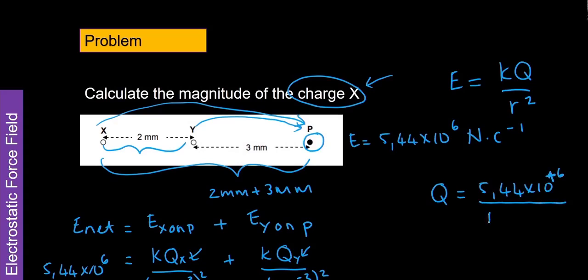Divided by 1,36 times 10 to the 15. And our answer then is 4 times 10 to the minus 9 coulomb. That is Q. In other words, that is the value of X. And we know that its charge is negative. So X has got a charge of negative 4 times 10 to the minus 9 coulomb.